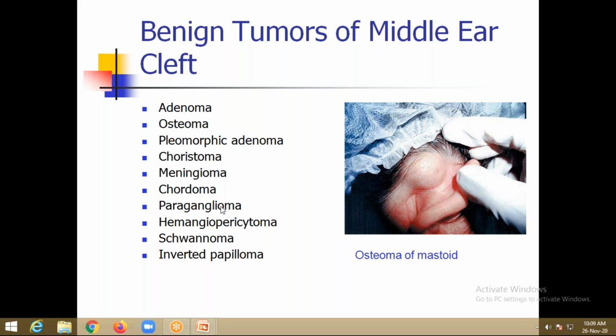So all these need a histological diagnosis. Here you can see in the picture an osteoma of the mastoid. This is the post-auricular region, and you can see a smooth elevation here. When you palpate, it will be very hard. It will be bony, so you cannot do a biopsy here. When you do a CT scan, you will see that at the mastoid air cells there is a bony projection that is known as osteoma.